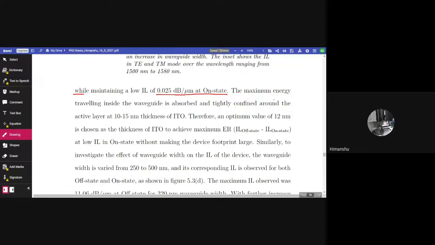The maximum energy traveling inside the waveguide is absorbed and tightly confined around the active layer at 10 to 15 nanometer thickness of ITO. Therefore, an optimum value of 12 nanometer is chosen as the thickness of ITO to achieve maximum ER (IL off-state minus IL on-state) at low IL in on state without making the device footprint large.